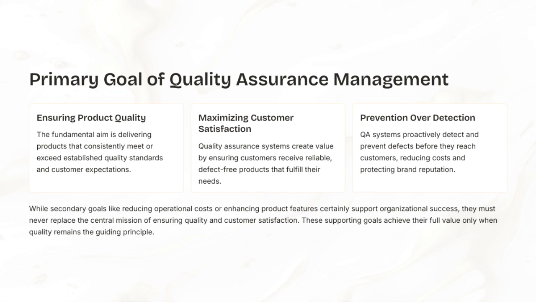When we implement QA systems effectively, they proactively detect and prevent defects before products even reach our customers. This approach not only reduces costs, but also helps protect our brand reputation by avoiding issues that could damage trust. The key idea here is prevention. Rather than just detecting problems after they occur, we aim to prevent them altogether. That's why quality assurance creates real value. It ensures our customers receive reliable, defect-free products that meet their needs and expectations.